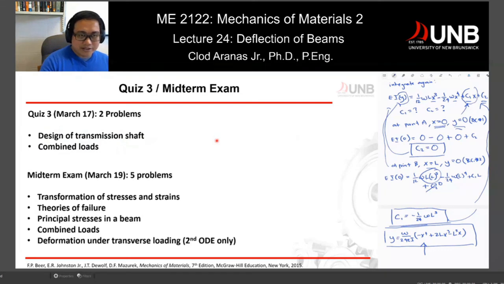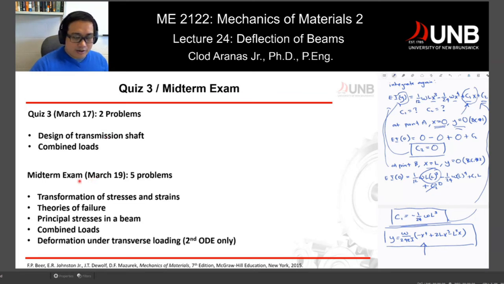But before we end, this is the one I uploaded on the 2L. These would be the problems for both quiz number 3 and the midterm exam. For quiz number 3, you have design of transmission shaft and combined loads. Of course, I'll try to minimize the calculation time as much as possible because it's only a 1 hour exam, but these would be the problems.